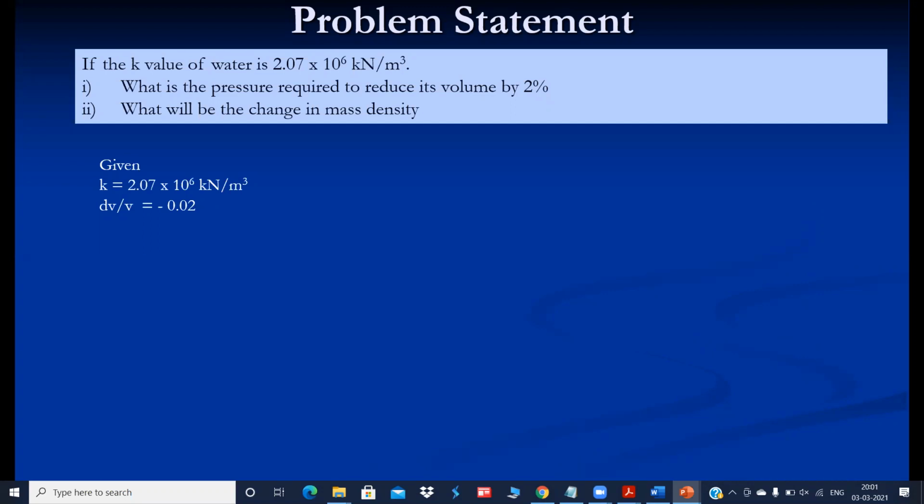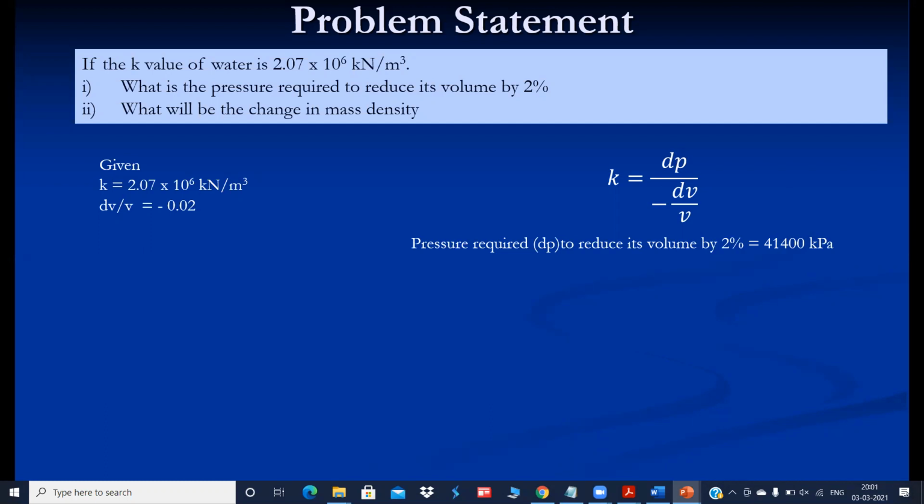So initially dV by V is given, K is given. In order to calculate pressure first, we use the expression in terms of V. In this expression, K is given and dV by V is given. And dV by V is minus, so minus minus plus. So the pressure required to reduce its volume by 2%, we can calculate. It is 414 bar or 41400 kilopascal.